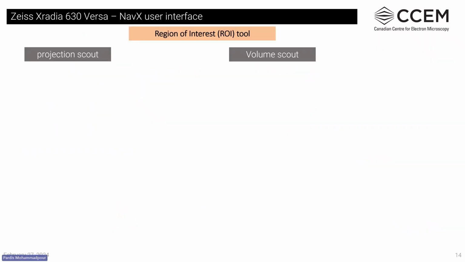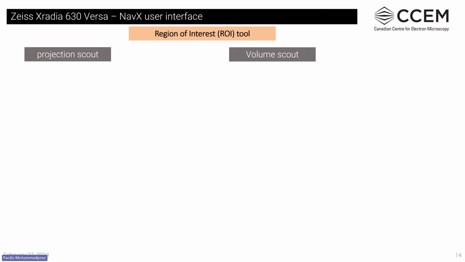The user interface in X-Radia 630 is called NAVEX. NAVEX is only available on the 630 version. The previous versions use Scout and Scan software. The very first step in X-ray imaging is targeting the region of interest, or ROI. In the NAVEX system, there are two ways to scout the ROI. One is the projection scout, and the other one is the volume scout.